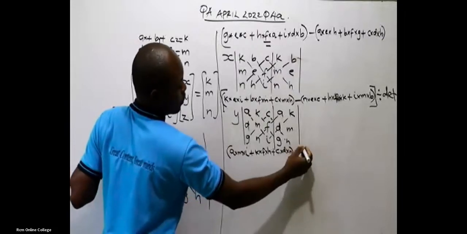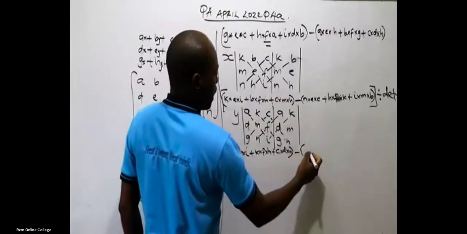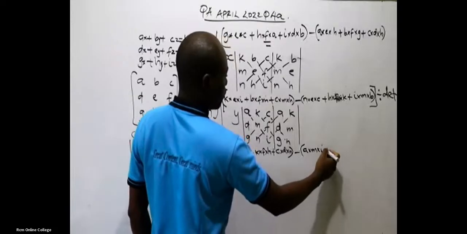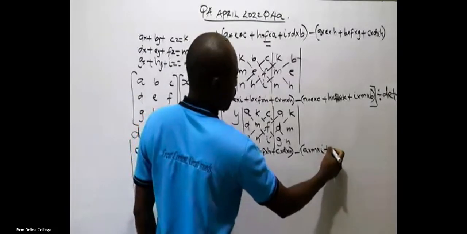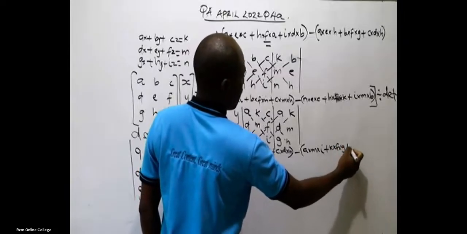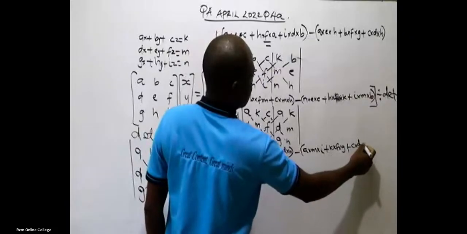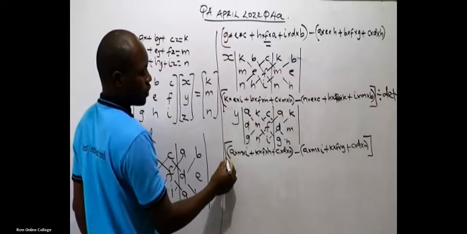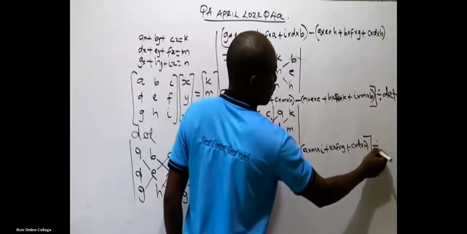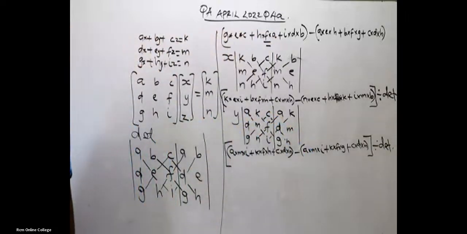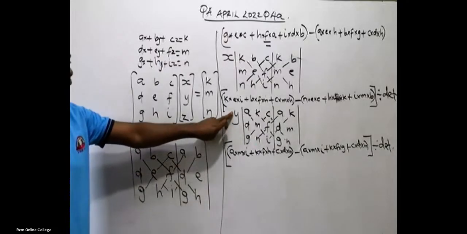Then this one here will be less AMI, so A times M times I, plus K times F times G, plus C times D times N. All of this, I'll be able to divide by the determinant. So that will give me the value of y.